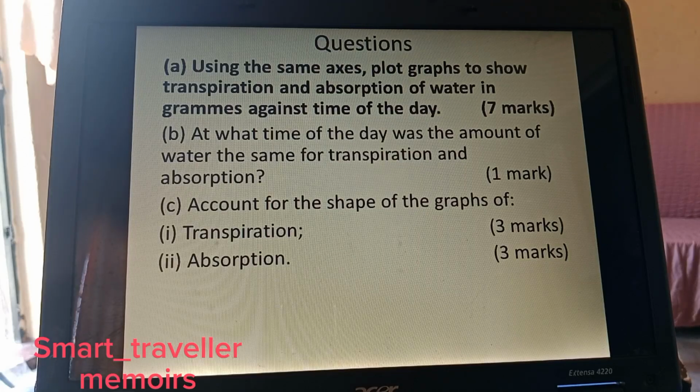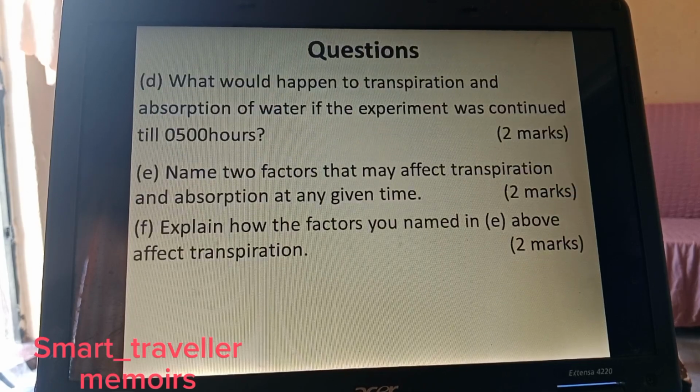Questions. Using the same axis, plot graphs to show transpiration and absorption of water in grams against time of the day. You get 7 marks. At what time of the day was the amount of water the same for transpiration and absorption? 1 mark. Account for the shape of the graphs. Account for transpiration. And then you account for the shape of the absorption. You get 3 marks each.